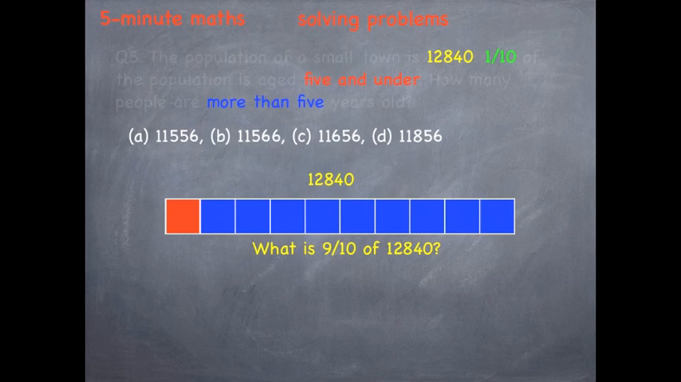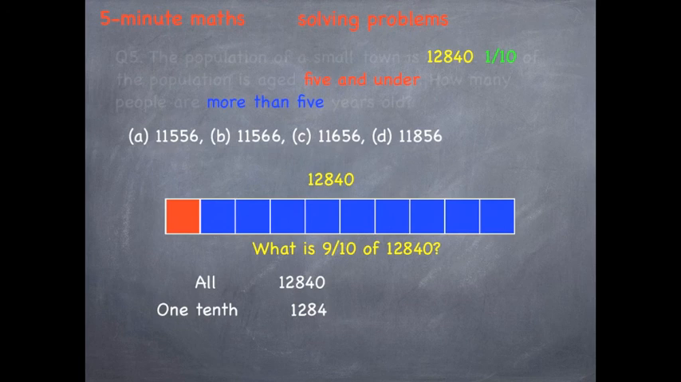Now, what's the quickest way of doing this? The first thing I notice about this number is that it ends in 0, and that's good news because to find 1/10 of it, I simply knock off the final 0. So 1/10 of 12,840 is 1,284.